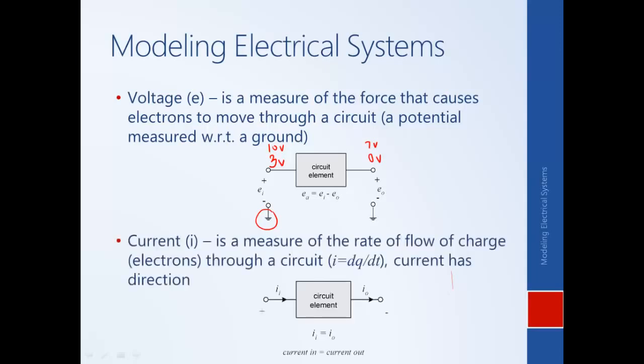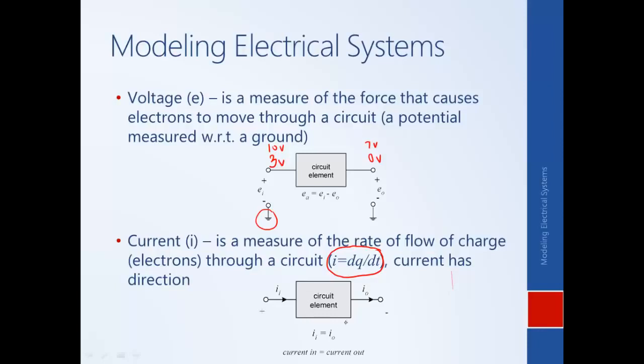Another important quantity that we need to understand is current. And current, which we will represent with the letter I, is a measure of the rate of flow of charge through a circuit, i.e. the rate of flow of electrons. And so again, we can think of this just like a mechanical system. You can think of the electrons flowing through the circuit like water flowing through a pipe. Here, charge is represented with the variable Q, and so current is the rate of change of charge with respect to time, or the flow of charge with respect to time.